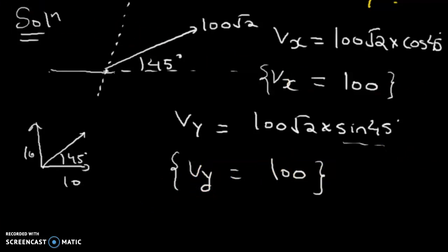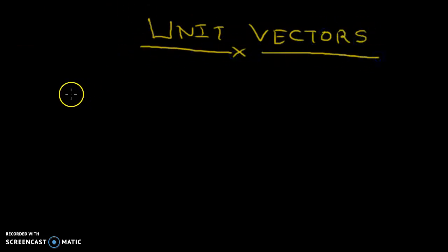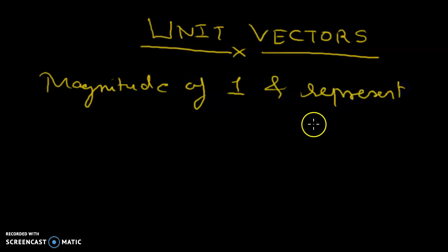Now let's talk something more about it. Unit vectors, very important. What are unit vectors? Unit vectors are vectors having a magnitude of only one, unity, and they are just used to represent direction, just direction and nothing else.